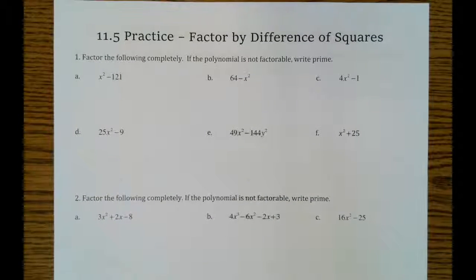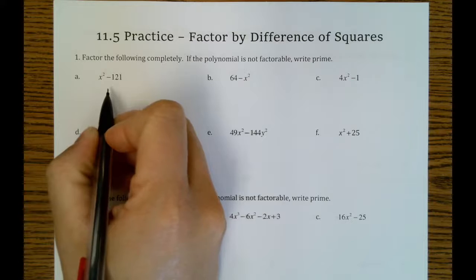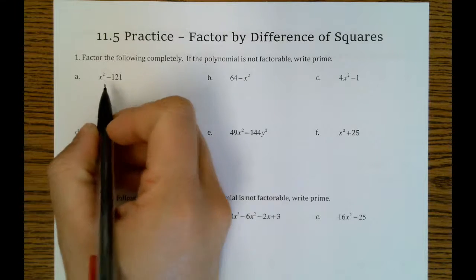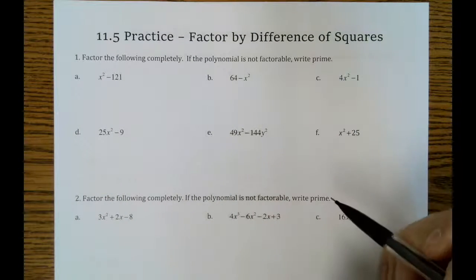All right, group, this is our factor by difference of squares practice, page 15. It says factor the following completely. If the polynomial is not factorable, then we will write prime.